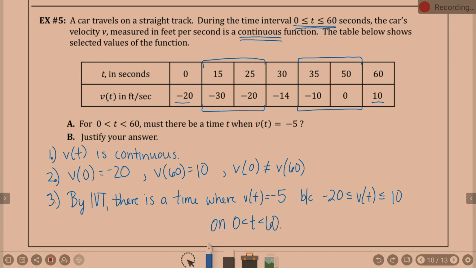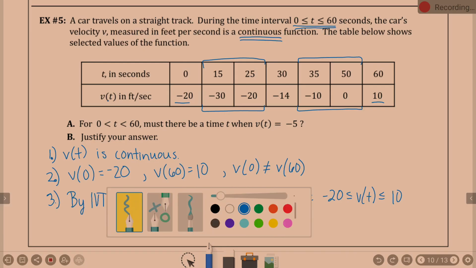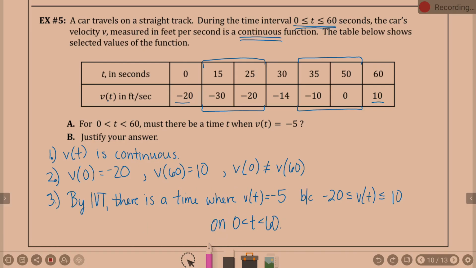I mean, based on what she did here, if you look in my notes, she never used 0 and 60. She used 35 and 50. Gotcha. So she picked a spot where -5 was in between. Okay.